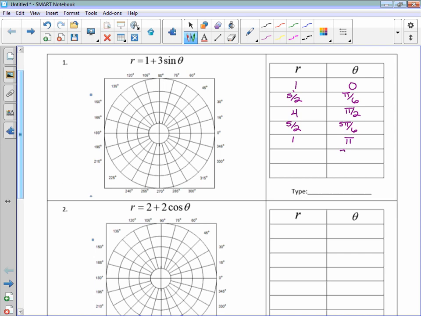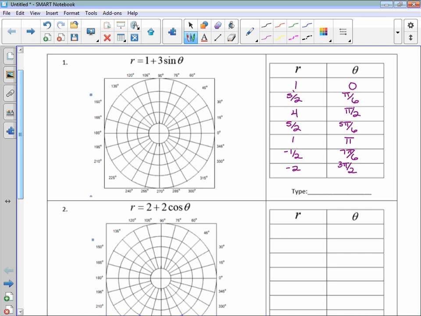Let's go ahead and do 7 pi over 6. So what's the sine of 7 pi over 6? Negative 1 half times 3 is going to be negative 3 halves plus 1. What do I get? Negative 1 half. Let's do 3 pi over 2. So what's the sine of 3 pi over 2? Negative 1, right? Times 3 is negative 3 plus 1.